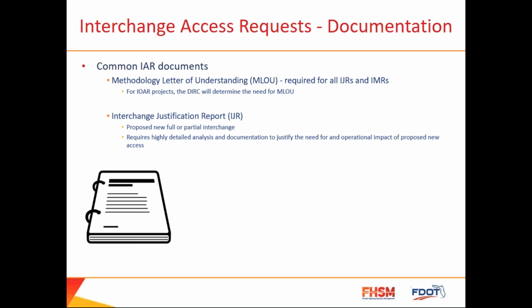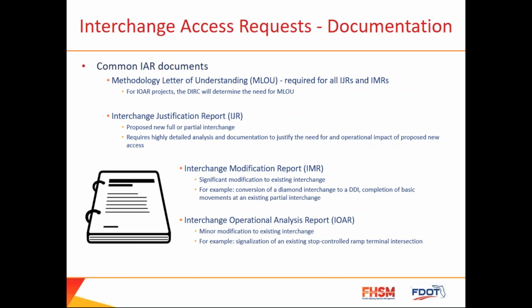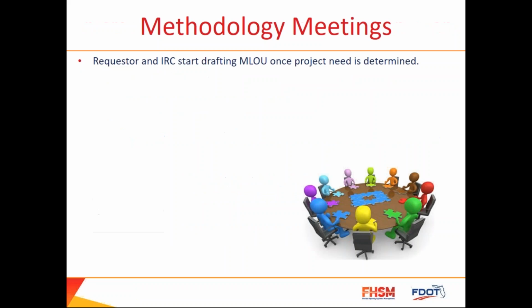An interchange justification report is conducted for an entirely new access to the interstate, and it is the most highly detailed analysis of any access request. An interchange modification report is done for any modifications that are going to be done to an existing access point. And an interchange operational analysis report, or IOAR, is conducted for minor modifications to existing interchanges.